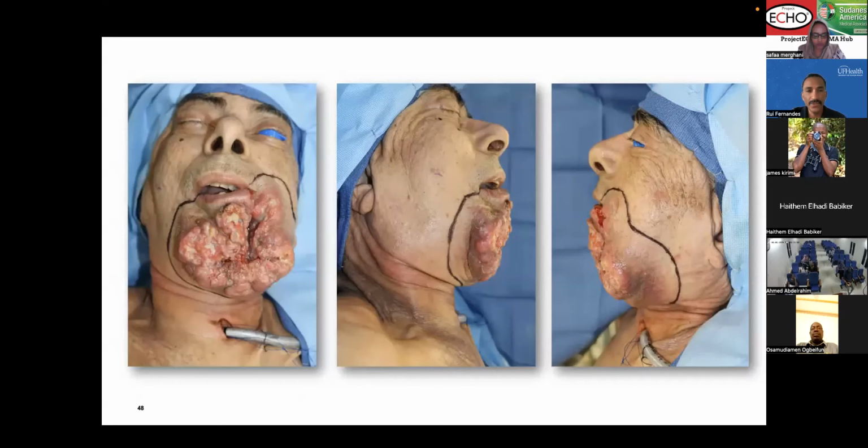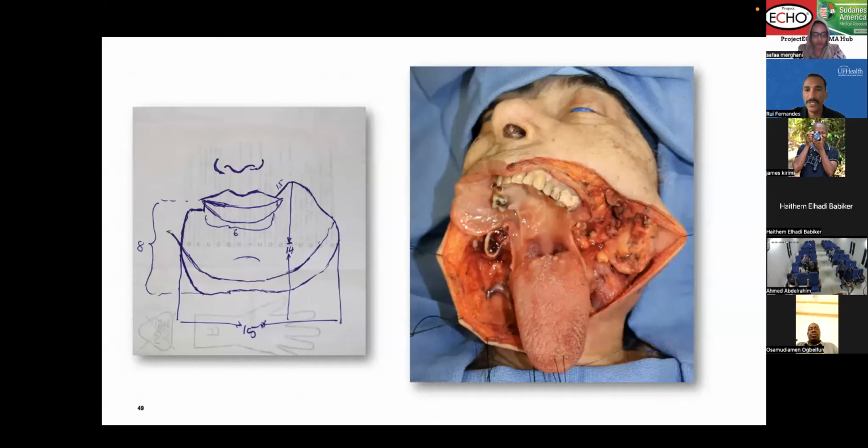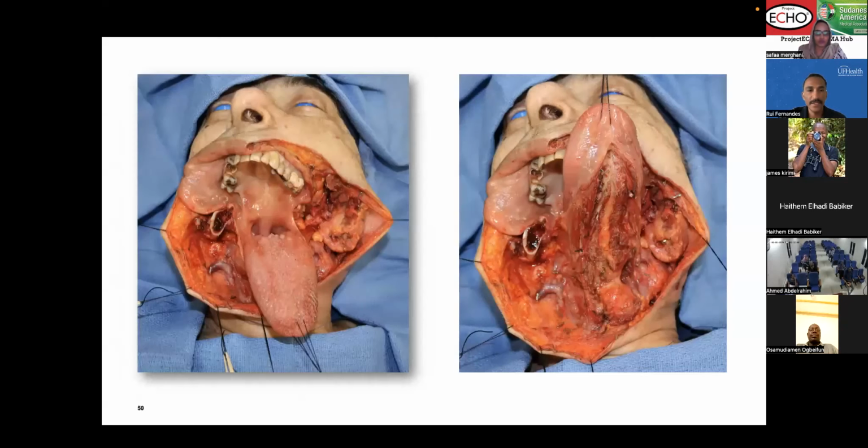I like to take these measurements prior to so that I can get a good idea as to what I need to reconstruct. And this is post-resection. And you can see that the defect is pretty significant. It includes upper lip, buccal mucosa on the left in its entirety, the skin, some of the buccal mucosa on the right, the entire floor of the mouth, the mandible, the chin, the lower lip, and so on.